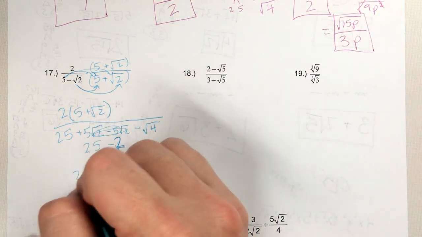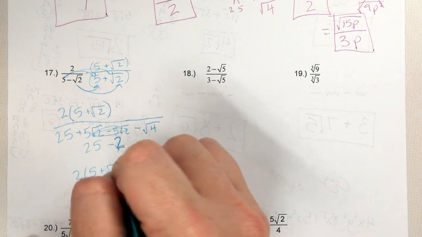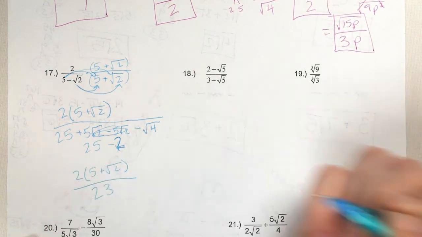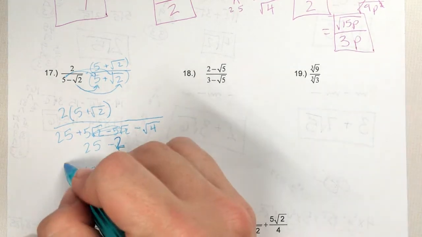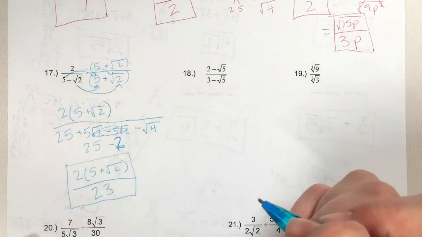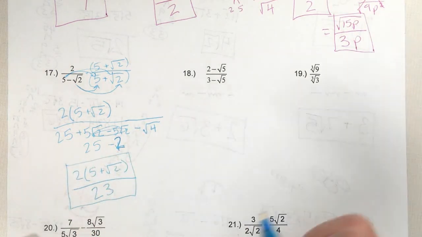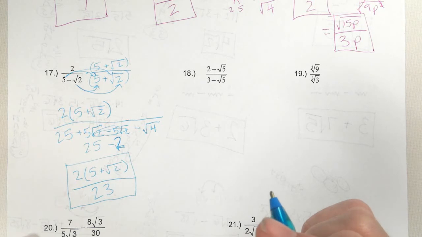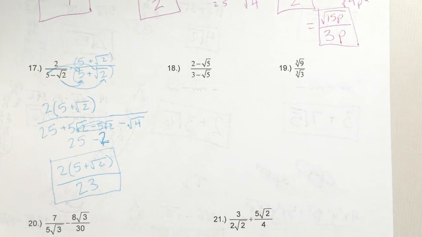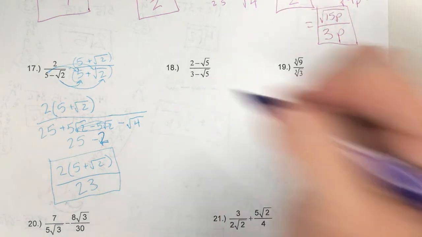Which leaves me with 2 times 5 plus square root of 2 over 23. Which 2 over 23 does not simplify, so you can leave it, or you can multiply the 2 through, it doesn't matter. Okay, number 18. Again, we're going to multiply by the conjugate.